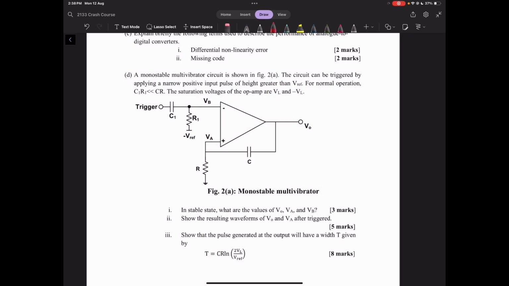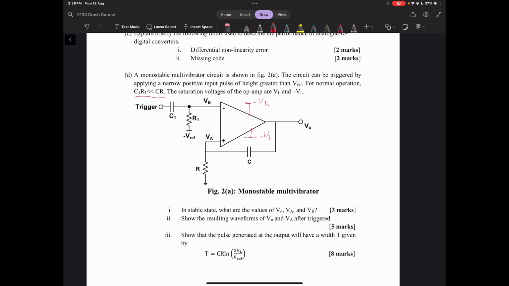All right, now we're going to look at question D. We've got a monostable vibrator here. The circuit can be triggered by applying a narrow positive input pulse of height greater than the reference voltage, and for normal operation, the time constant C1 R1 is much less than CR, and the saturation voltages of the op-amp are VL and negative VL. So obviously that means the maximum values of this op-amp we can get are VL and negative VL. That's what it's being powered by.